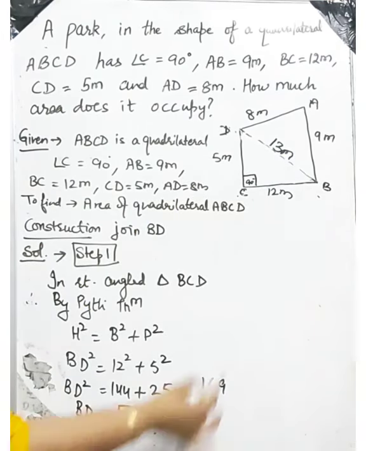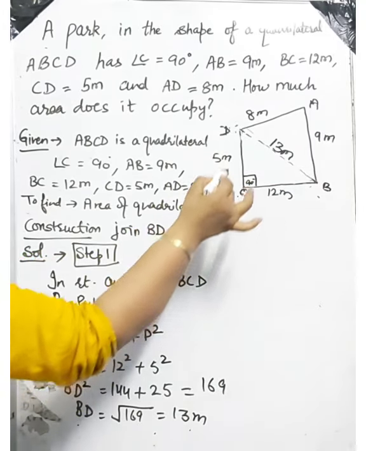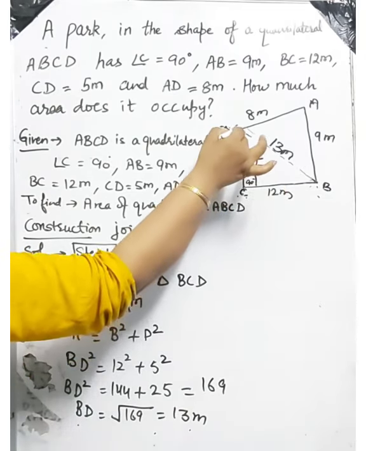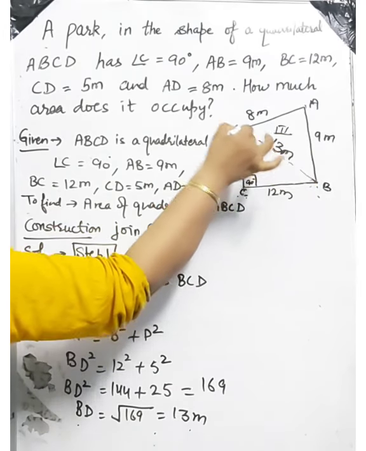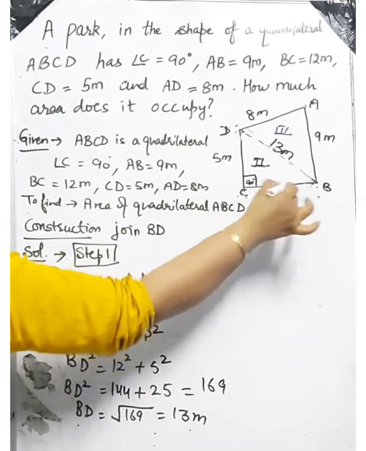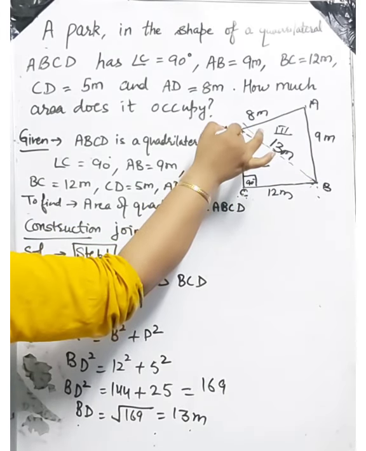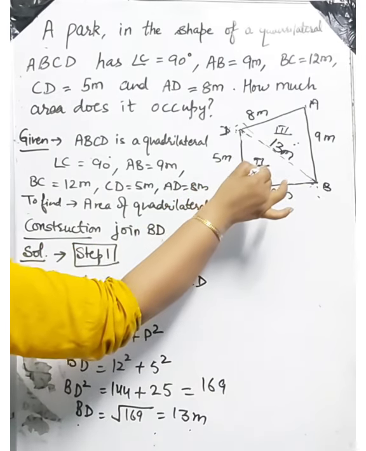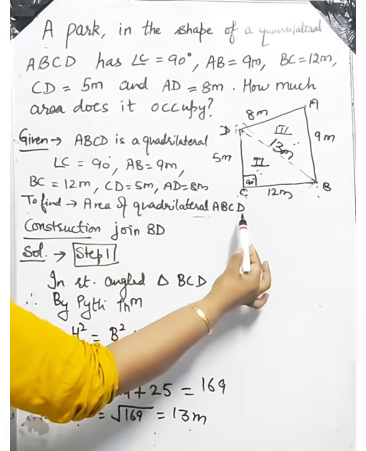Now we have calculated hypotenuse of right angle triangle. Now in step 2 we will find area of triangle BCD, and in step 3 we will find area of triangle ABD. In step 4 we will add area of both the triangles for finding the area of quadrilateral ABCD.